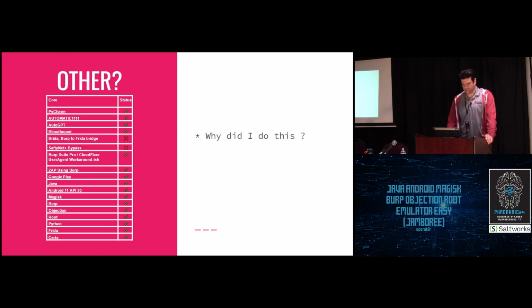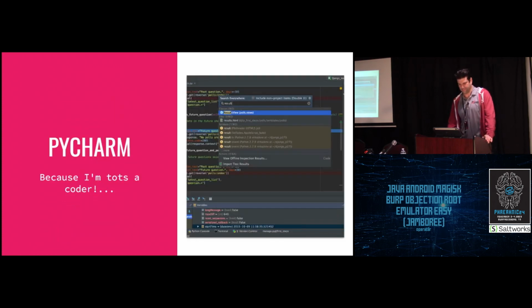Frida is similar to Objection. Objection is a tool that Frida uses, and then certificates. It manages all the certificates and stuff. So here's the PyCharm. I mean, nobody needs to know what an IDE looks like. We've already talked about it. I can't stand them.